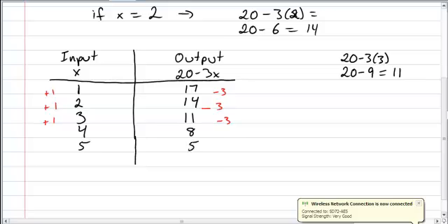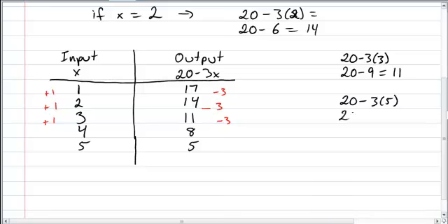Let's test this out. If I go 20 minus 3 times 5, it becomes 20 minus 15, then my answer is 5. So now I've created a table of values that shows the linear relation.